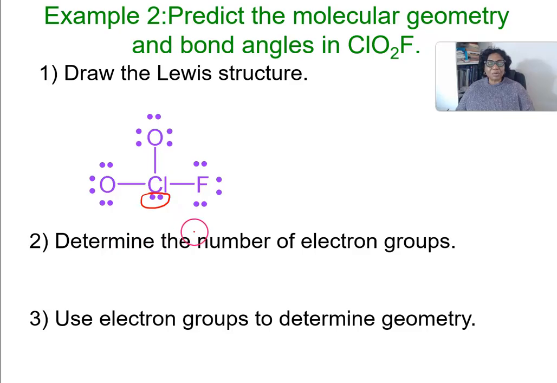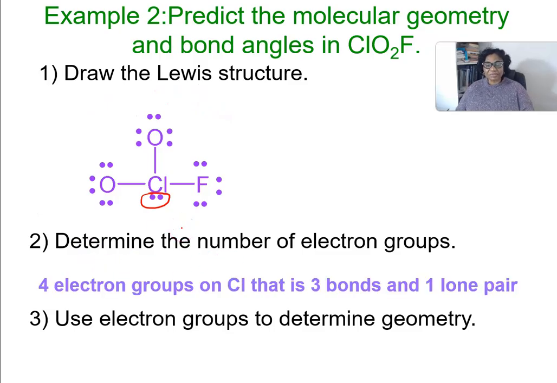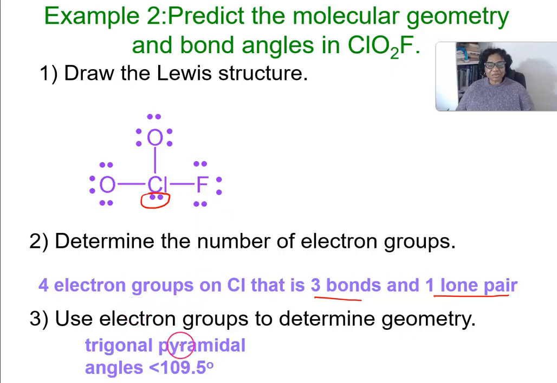So if we have one lone pair, what will be the shape of this molecule? Let's describe what we have seen here. We have 4 electron groups on chlorine. That is 3 bonds and 1 lone pair. So what will be our geometry? It's a derived geometry from tetrahedral. And that derived geometry is trigonal pyramidal, with an angle less than 109.5 degrees.